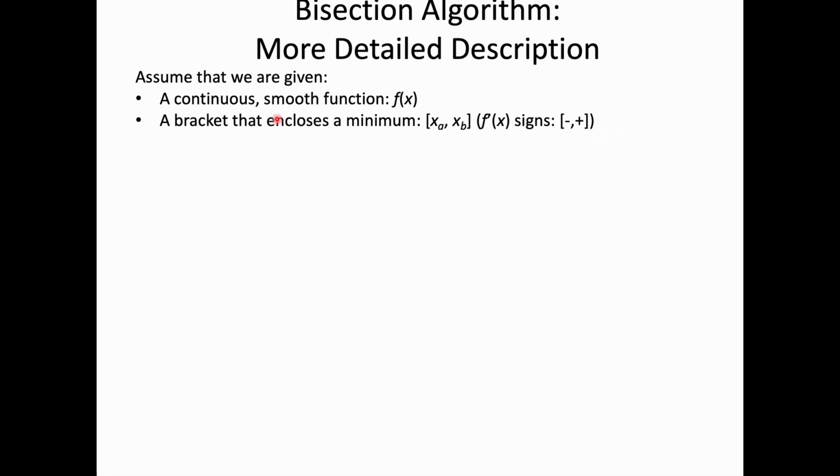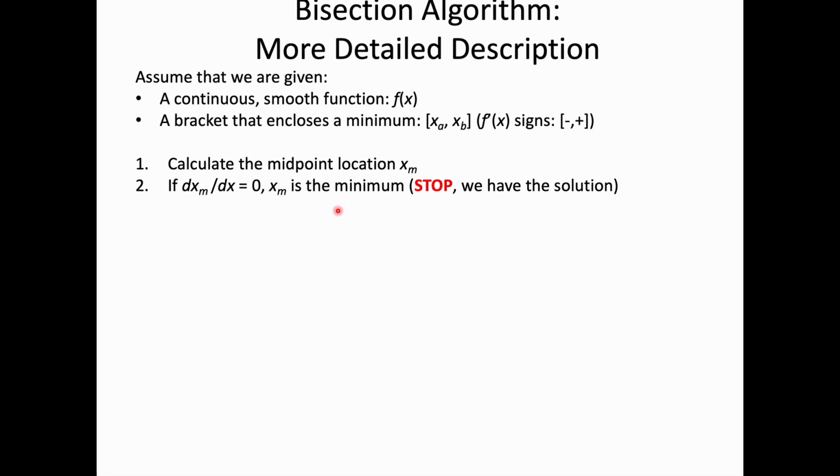Assume these two things. We have a continuous, smooth function, and we have a bracket that encloses a minimum. And in this case, we are making the specific assumption that the sign of the derivative on the left-hand side is negative, and the sign of the derivative on the right-hand side is positive. Step 1, calculate the midpoint location. Step 2, check the derivative, and if it's 0, we're done. Then we are at the minimum.